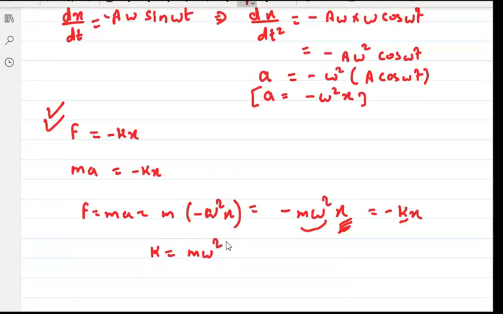Yes or no? Tell me. Okay, now this is just one case. I took the example of a spring, okay, clear?